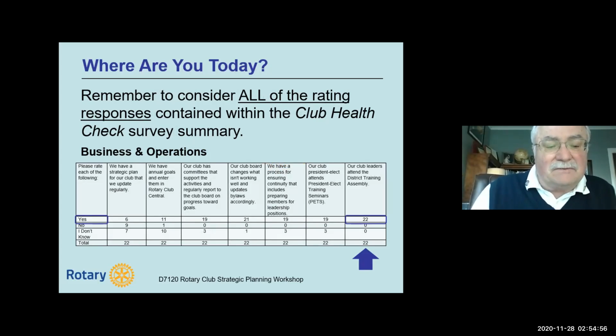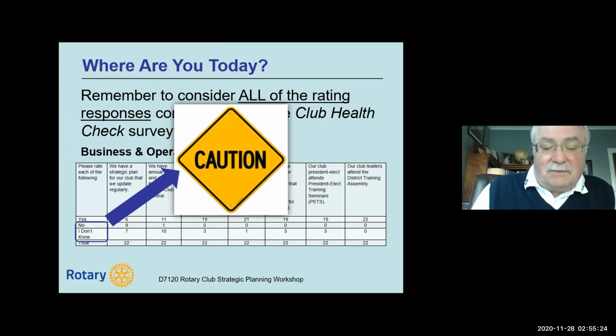22 yeses out of 22 total is pretty strong for the question highlighted. Obviously, that would be charted as a strength, most likely. But when you have 10 I don't knows and 1 no to a question, that clearly could be a weakness because only 1/2 of the respondents appear to know about annual goals for the club. The question is, why? Is this something to take a deeper look at? And can this be turned into an opportunity?